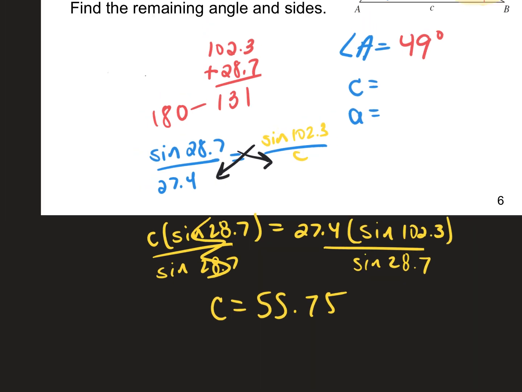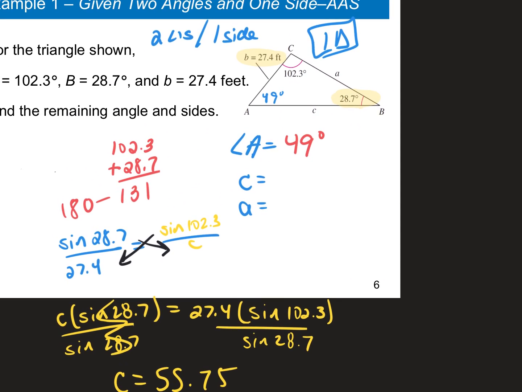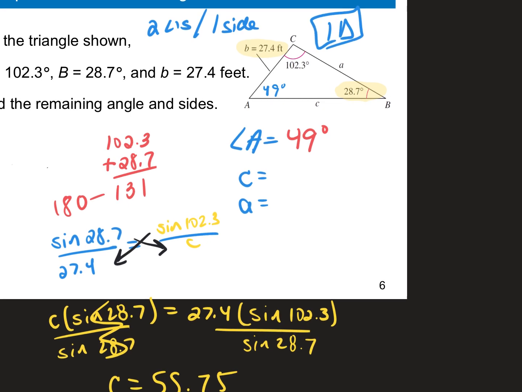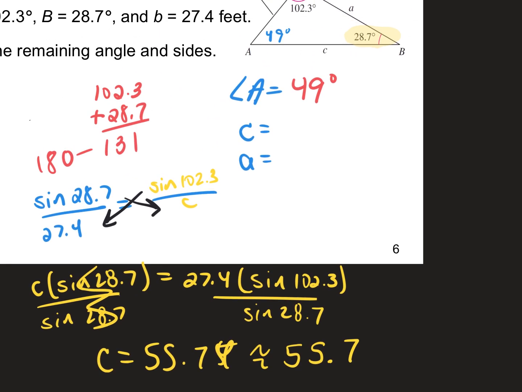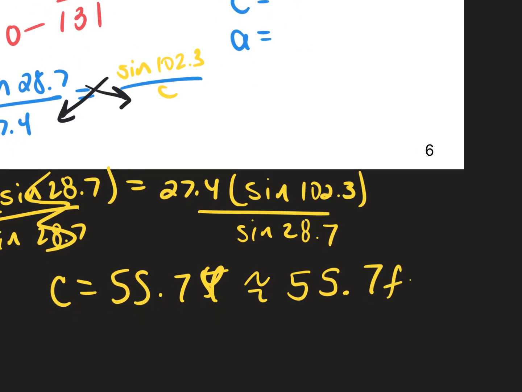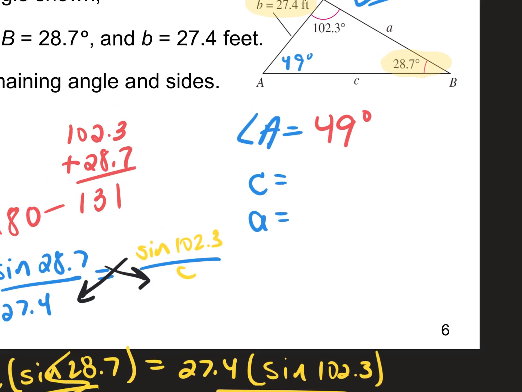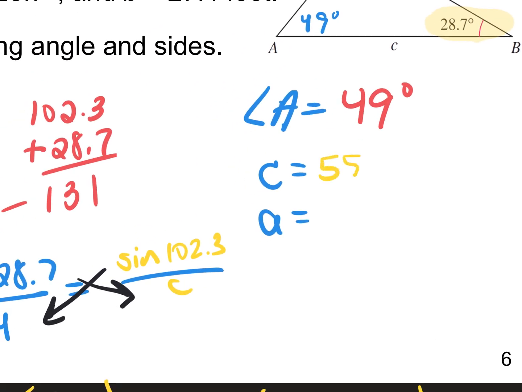Now look at the problem, guys. What is everything rounded to? How many decimal places? 1? So go ahead and round this to 1 decimal place. What would it be? 7.4. Okay, so go ahead. What would you round it to? 55 point what? 7. And what's the measurement? Feet. So your answer here for side C would be 55.7 feet.